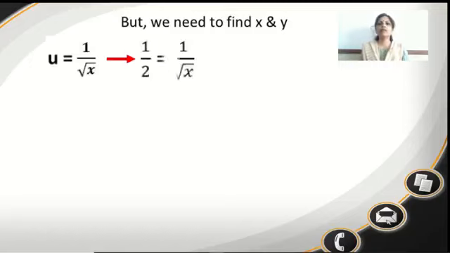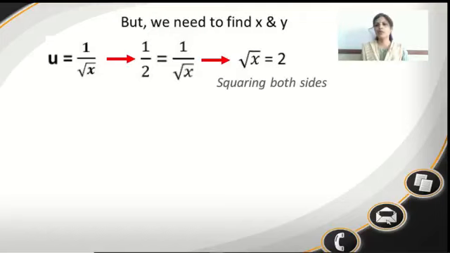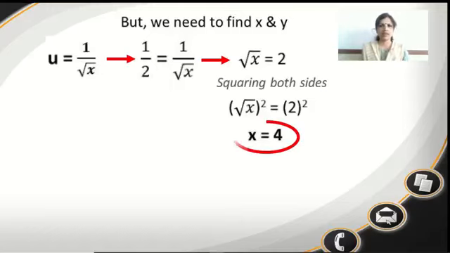So 1 by 2 is equal to 1 upon root x. Then what will we do? Root x is equal to 2. We'll take the reverse of both the terms. So square root x is equal to 2. If we square both the sides, we'll get root x square is equal to 2 square. Root x square is x, so x is equal to 4 is our first value.